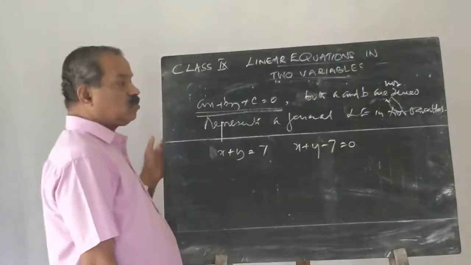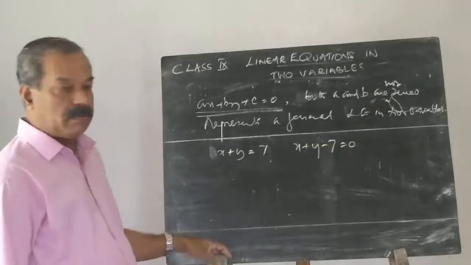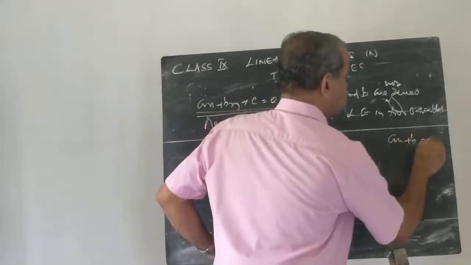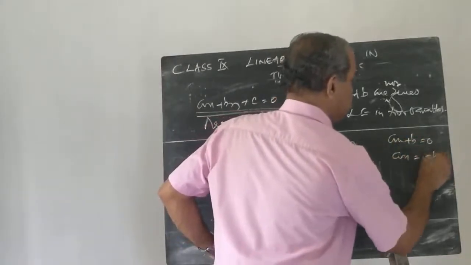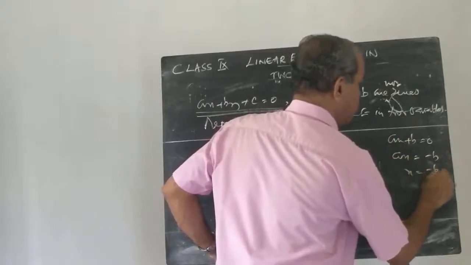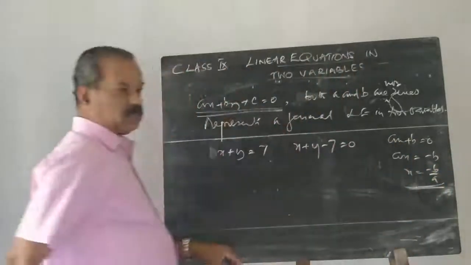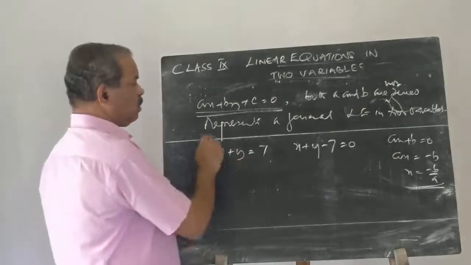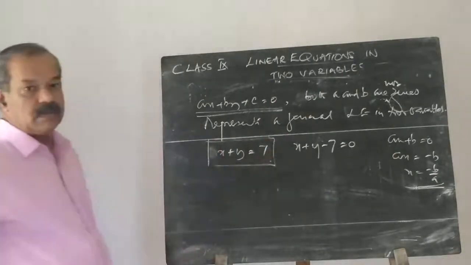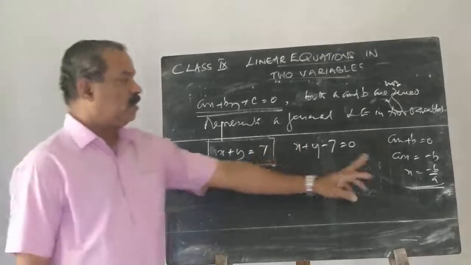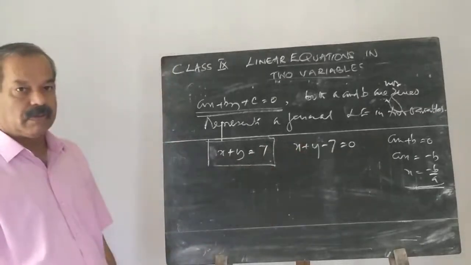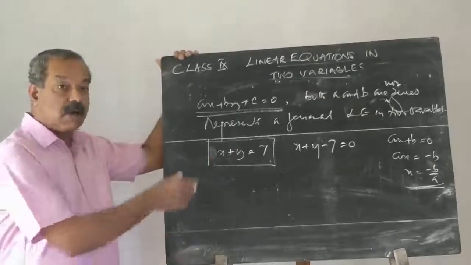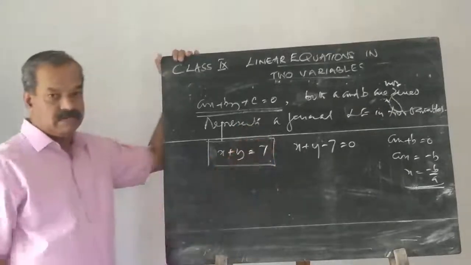Now we know how to solve a linear equation in one variable. Ax plus b equals 0, ax equals minus b, x equals minus b by a. Unique solution. So how can we solve a linear equation in two variables, in this manner or any other way? Here, what is the statement form of this? The sum of two numbers is 7.